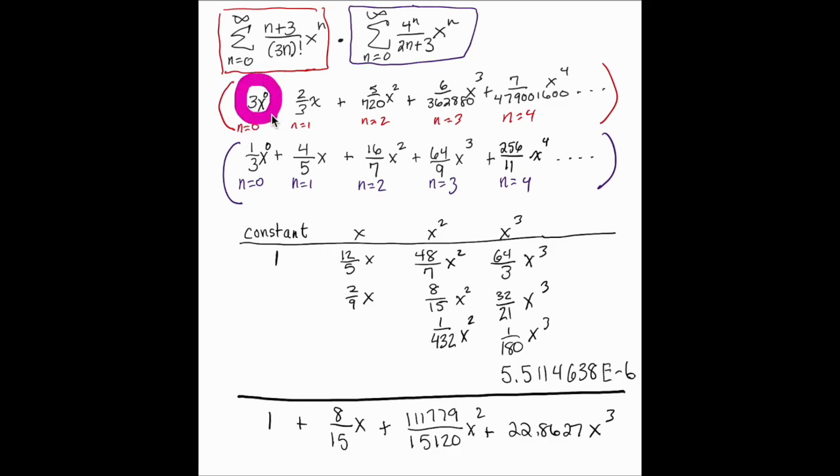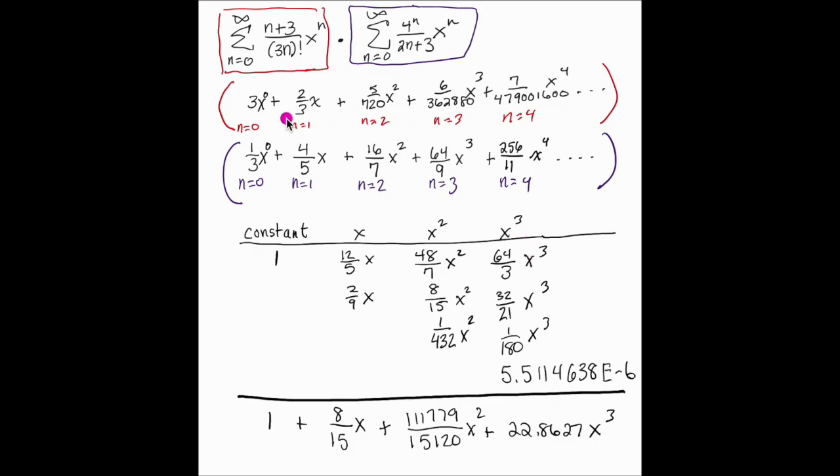I take 3x to the 0 and multiply it by all of these. Then I take 2/3 x and multiply it by all of these. Then I take 5 over 720 and multiply it. And we just keep going as far as we need to. When I take 3x to the 0, I only need to multiply out to this term here, to the third, because 3x to the 0 times x to the third gives me an x to the third term. If I go any higher, then I'm going to get an x to the fourth term, and we don't need that.